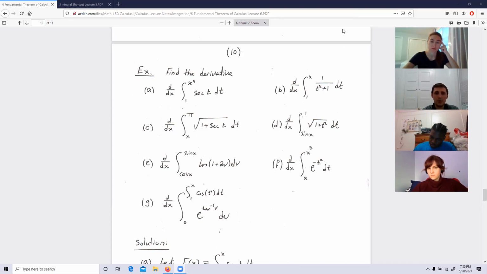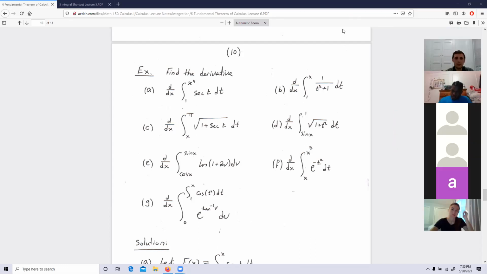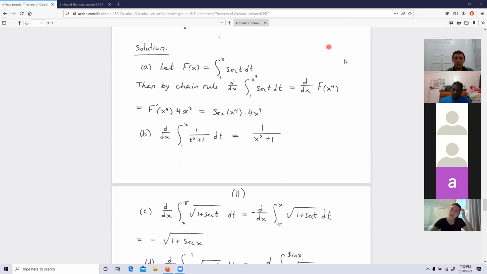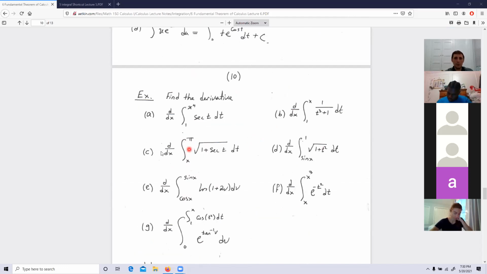All right, guys. So indeed, the answer to problem B is simply plug in x instead of t. So it's 1 over x cubed plus 1. Now, can you do problem C, guys? Can you figure out what to do for problem C?